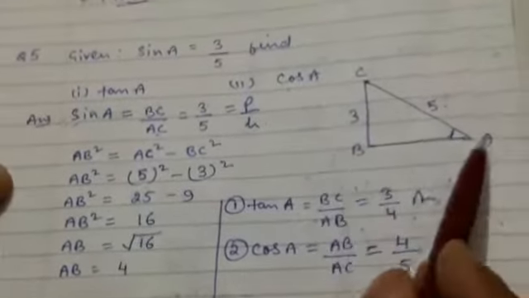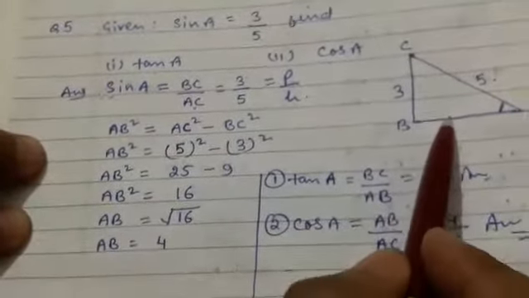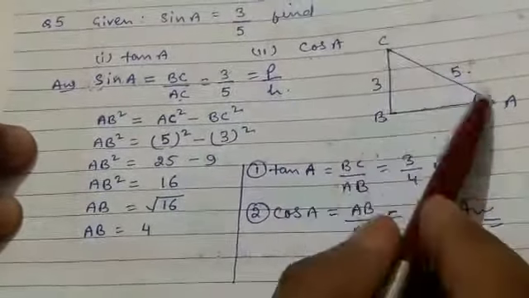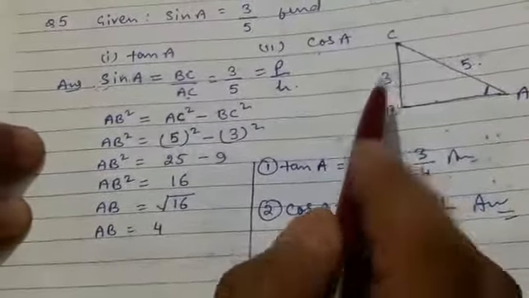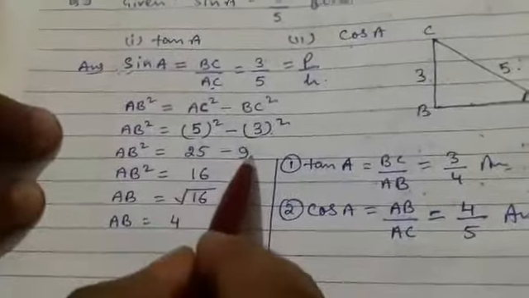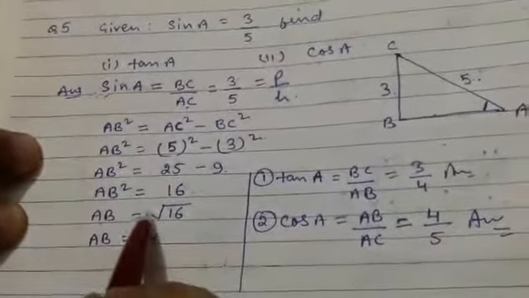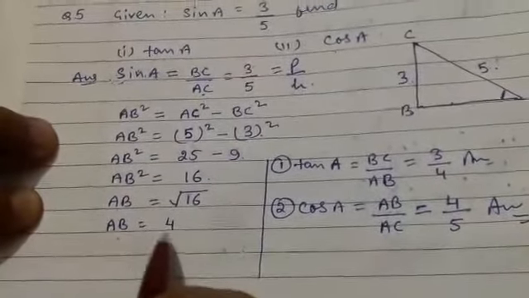Now we have to find out the value of AB. So AB square is equal to, means base square is equal to hypotenuse square minus perpendicular square. So 5 square minus 3 square. So AB square is equal to 25 minus 9. So AB square is equal to 16. So AB is equal to root 16. So AB is equal to 4.